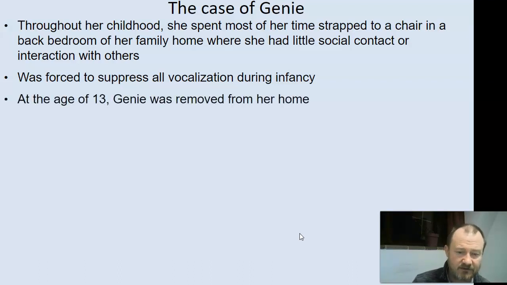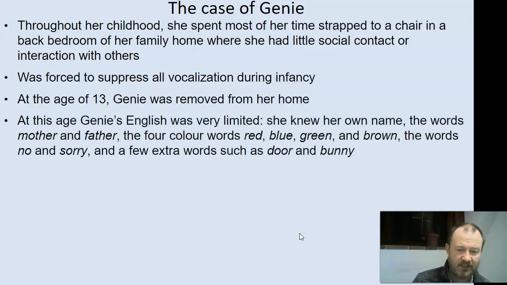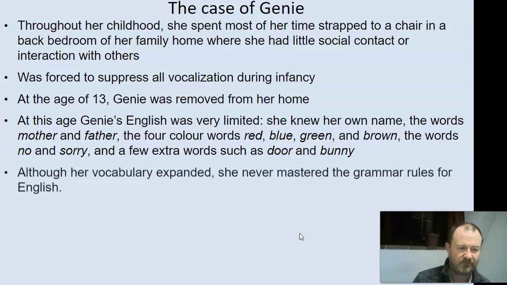At the age of 13, she was removed from this very abusive household. And at this age, her English was extremely limited. She knew her own name. She knew the words mother and father, the 4 color words, red, blue, green, and brown, the words no and sorry, and a few extra words such as door and bunny. And stop it was another phrase that she'd learned, and no more. So at the age of 13, that was the extent of her vocabulary.